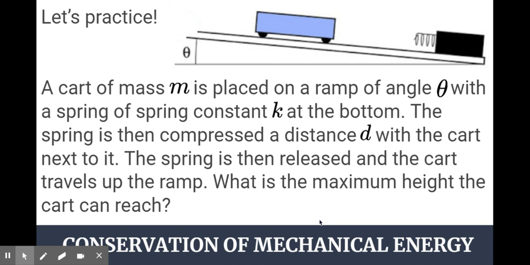Let's practice. A cart of mass m is placed on a ramp of angle theta with a spring constant k at the bottom. The spring is compressed a distance d, displacement d, with the cart right next to it. The spring is then released and the cart travels up the ramp. What is the maximum height that the cart can reach?